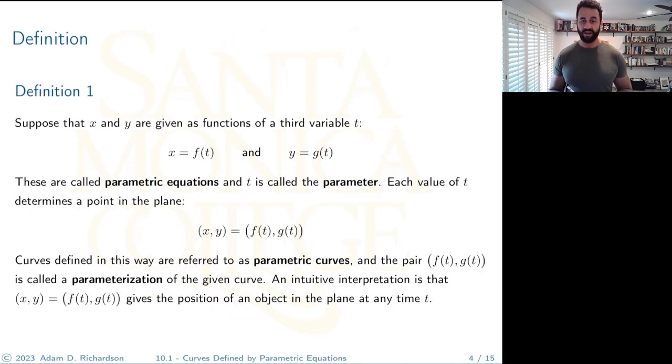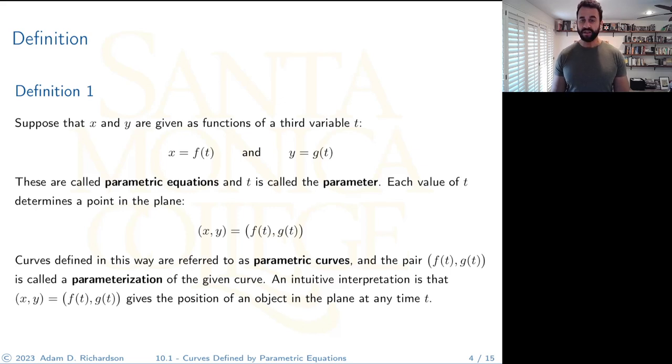Suppose that x and y are both given as functions of a third variable t. So in other words, x is some function of t and y is some function of t. Then these are what are called parametric equations, and t is what we call the parameter. Each value of t determines a point in the plane. So this is the takeaway: what is x and what is y? It's the output of those two individual functions. So we're describing the horizontal position and the vertical position using different functions.